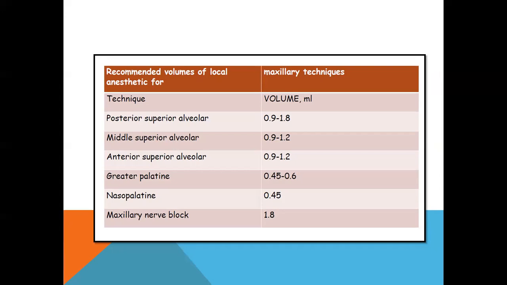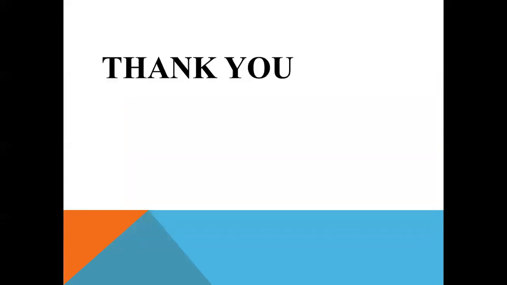For a PSA, the volume required is 1.8 ml maximum and 0.9 ml minimum. MSA is 1.2 maximum and 0.9 minimum, and ASA is 1.2 maximum and 0.9 minimum. Greater palatine is 0.6 maximum and 0.45 ml minimum. Nasopalatine is 0.45 minimum. Maxillary nerve block will be 1.8 ml.